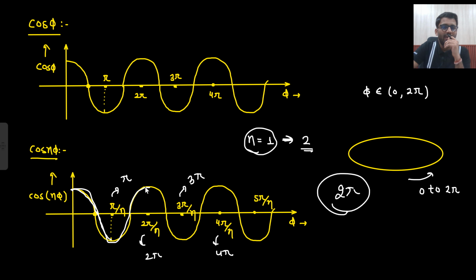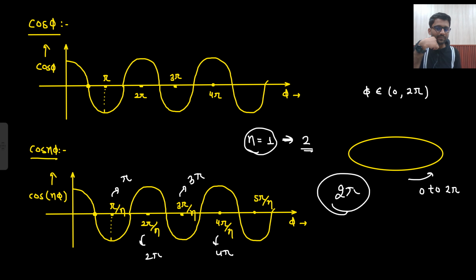Say yes or no. Do you agree to this point? Here I am not talking about half cycle, I am talking about full cycle now. If n is equal to 1, then in the field variation of 2 pi, you are getting 1 full cycle.